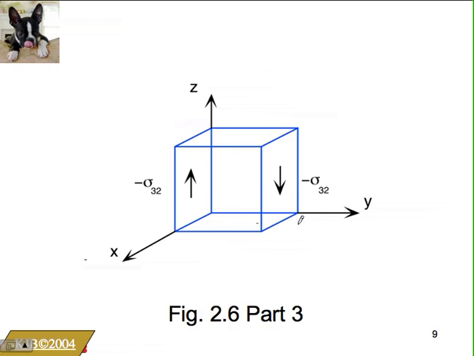These two, let's see if they're right. This points in the negative z direction on the positive y face. So that is the opposite of sigma 3, 2. Sigma 3, 2 operates like this. Okay?